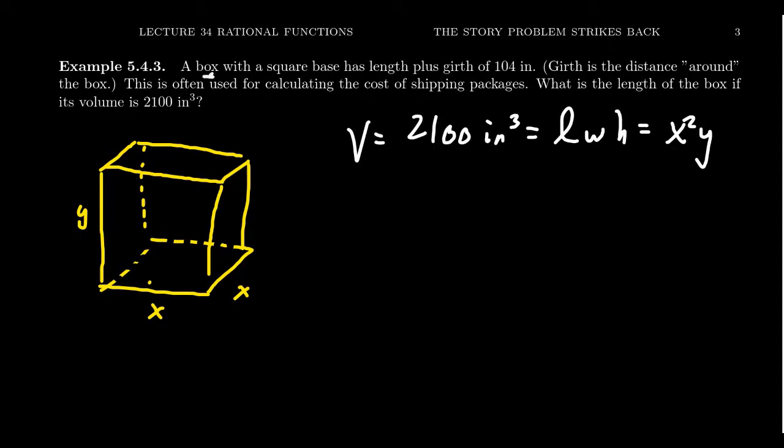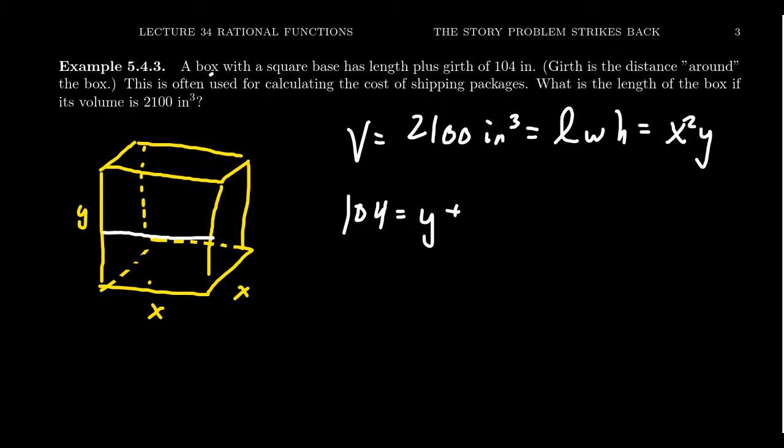First of all, since the base is a square, that helped us out a lot, knowing that the width and the length of the base were the same number here. Although I've oriented it so the length looks like the height, whatever. You can always rotate the box. But we also know that the length plus the girth is equal to 104. So we have that 104 is equal to the length, the longest side on our box. The length is going to be y plus the girth. The girth here, if we go with the longest side, would be how much we go around it like that. So that's going to be x plus x plus x plus x.